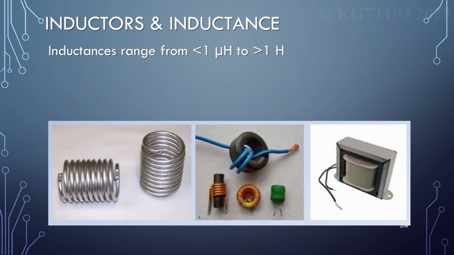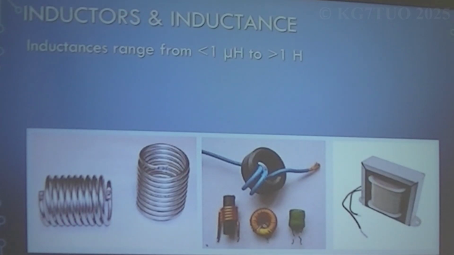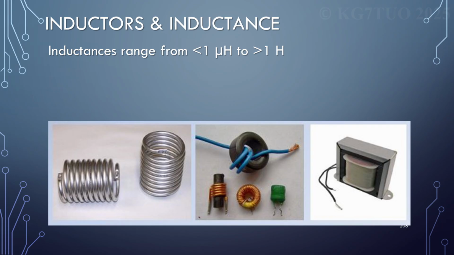Inductors and inductance. So remember the coil wrapped around an iron rod that creates a magnet. That is still, without the iron rod, still an inductor. Circular one is called a toroid, and the other is called a solenoidal. And those are small ones. You can get them really big. And then on the right-hand side there, we have what looks like a transformer to me, but it's an inductor.